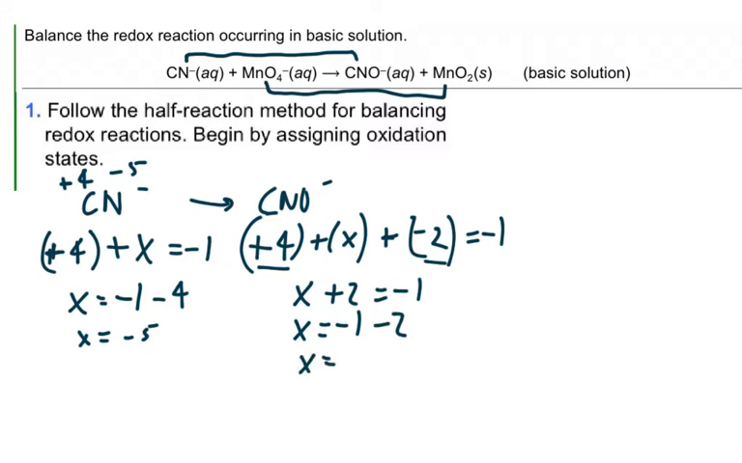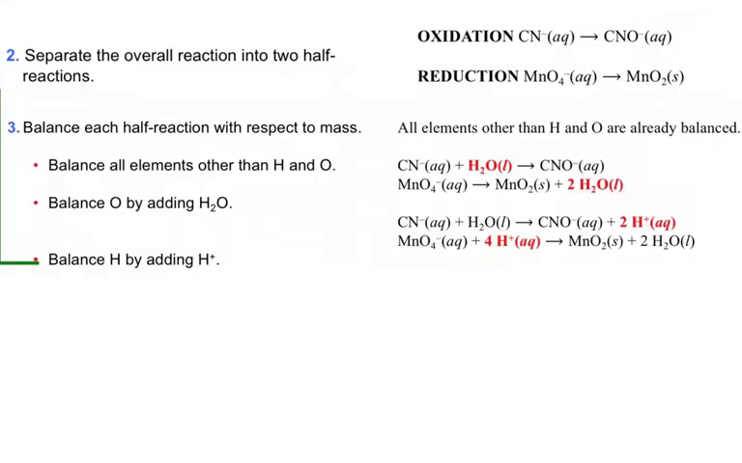We'll see that X is going to be -3. So the carbon remains at 4. The nitrogen is at -3. The oxygen's at -2. Let's focus on the nitrogen. The nitrogen is the one going from -5 to -3. So you'll notice it's becoming less negative. Okay, so when we split this up, notice that that's your oxidation. We saw the nitrogen going from -5 to -3.